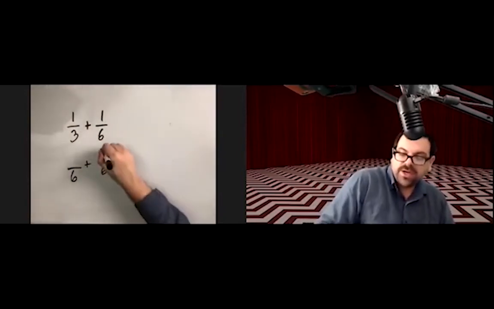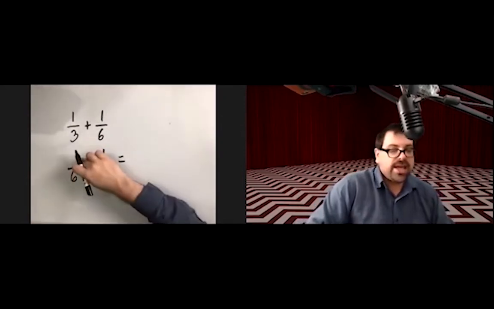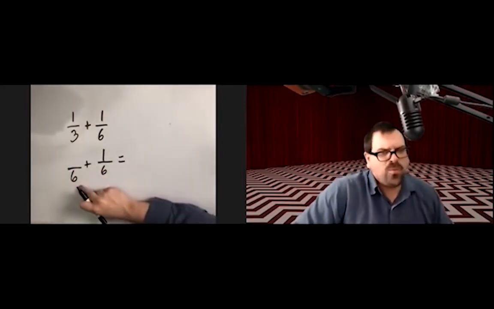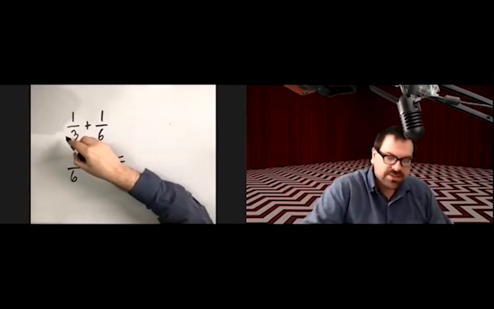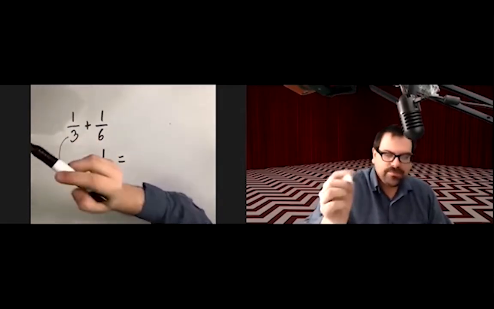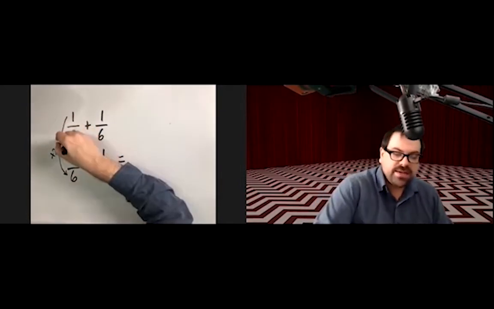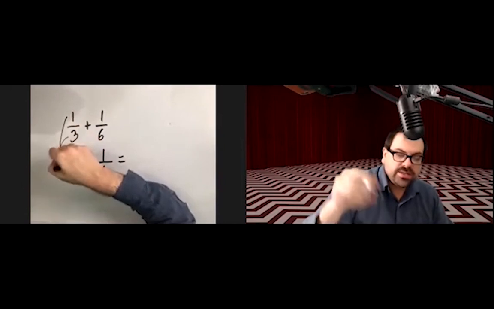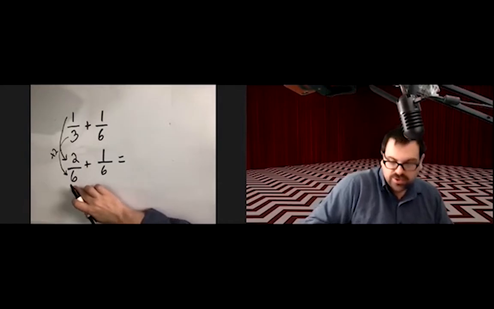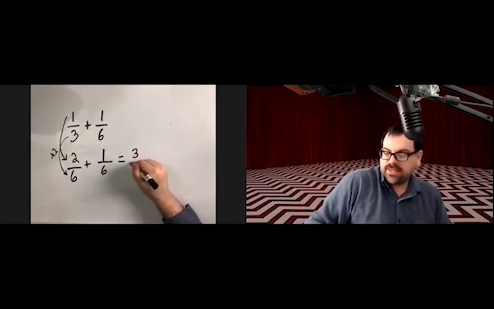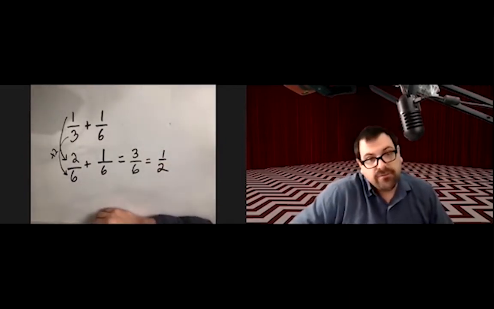The second fraction was already sixths. It was 1/6. We can just copy that down. We can't just put a 1 here because 1/3 is not 1/6. We have to ask ourselves, what did we multiply by? 3 times what is 6? Well, 3 times 2 is 6. So we do the same thing with the top number. 1 times 2 is 2. And then 2/6 plus 1/6 is 3/6, which we would then reduce to 1/2.